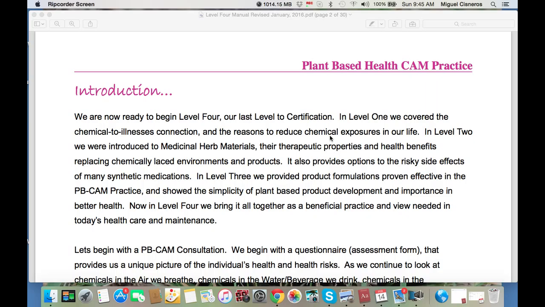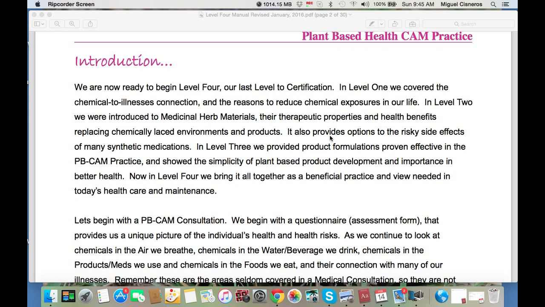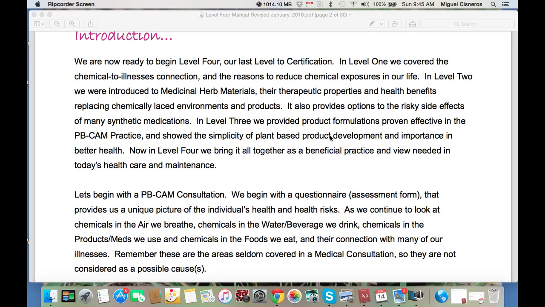In Level 1, we covered the chemical to illnesses connection and the reason to reduce chemical exposure in our life. In Level 2, we were introduced to medicinal herb materials, their therapeutic properties, and health benefits, replacing chemically laced environments and products. It also provides options to the risky side effects of many synthetic medications.